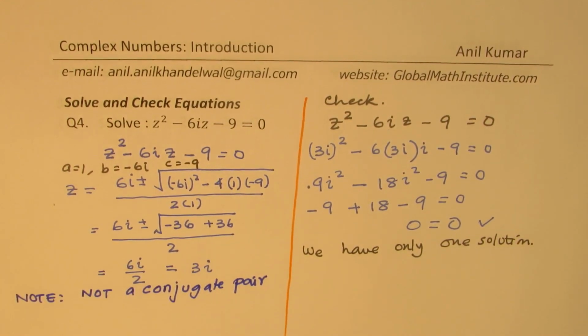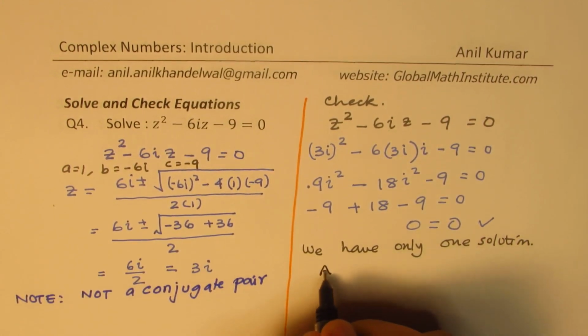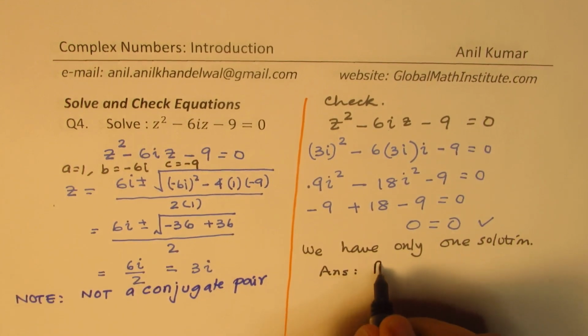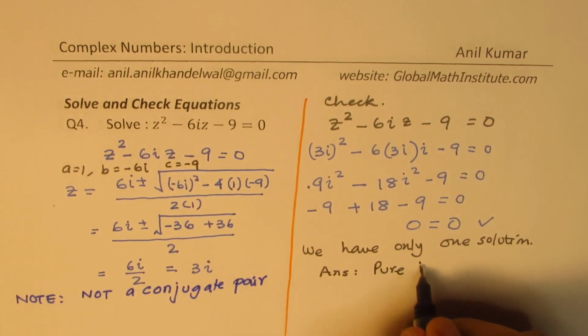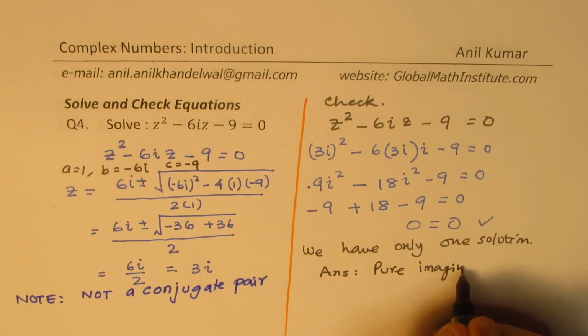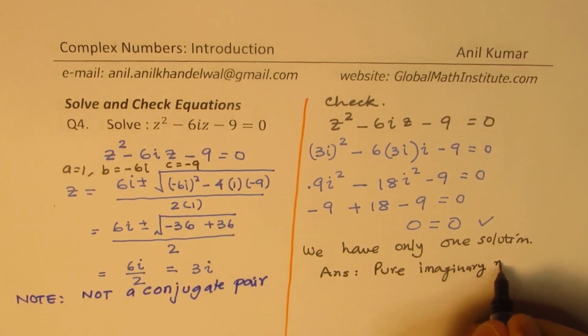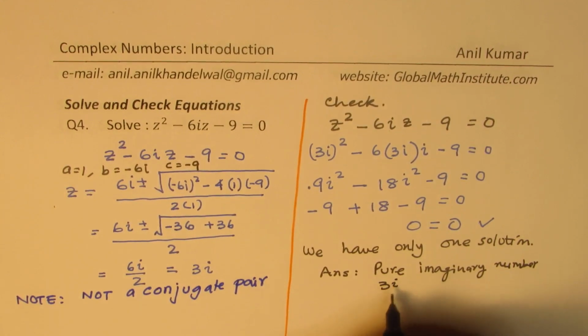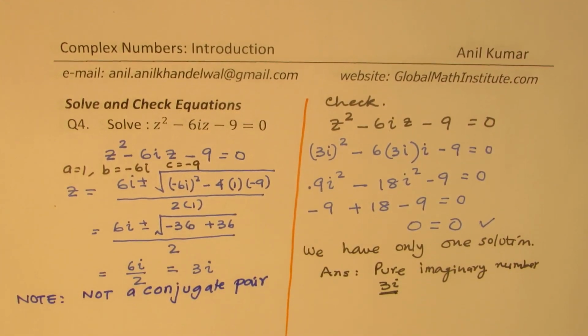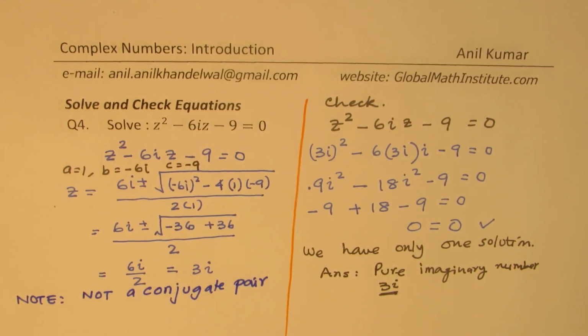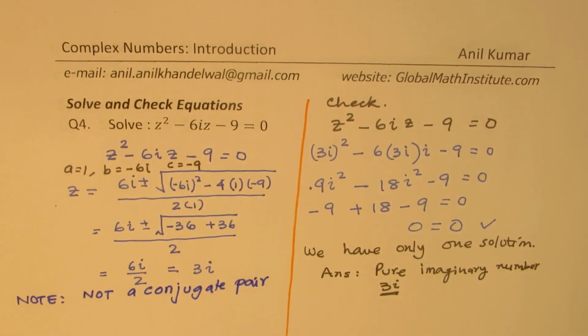So an equation involving complex numbers can have just one solution also. And this time the solution is a pure imaginary number, 3i. Do you see that? So sometimes you do not have the real part in the solution, and there could be just one solution. Clear?